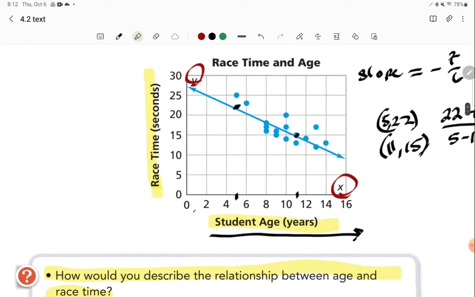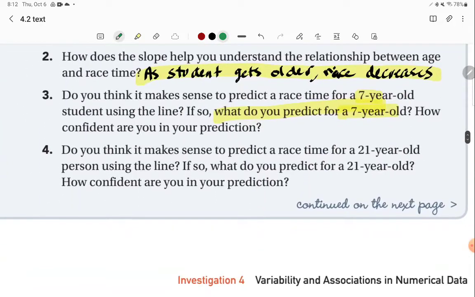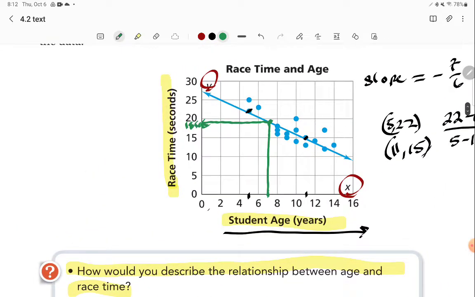So we could come right up here, and to predict for a 7-year-old, what we're going to do right here would be 7, and we come right up here, boom, and the race time is probably going to be around 18 seconds. That's our prediction for a 7-year-old. All right. Then how confident are you? I would say I'm pretty confident because there's a pretty strong correlation between the student's age and the race time in seconds. Of course, you're going to have those outliers who are either really fast or not so fast, but I'd be pretty confident that it'll be right around 18.